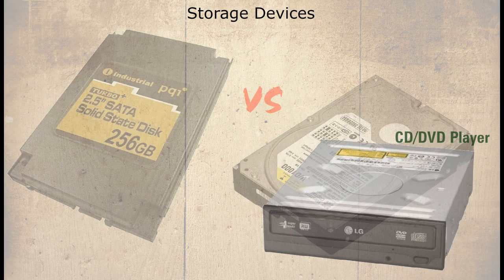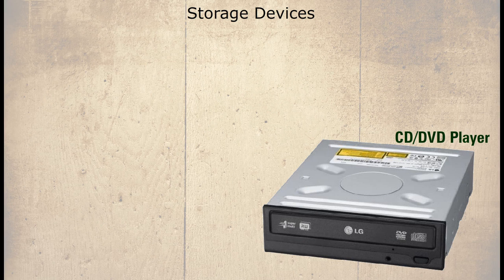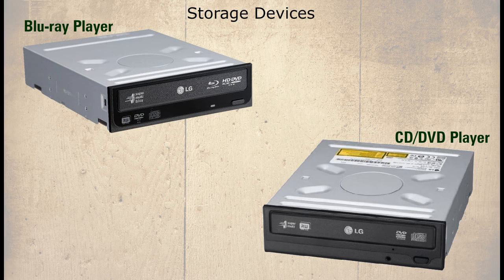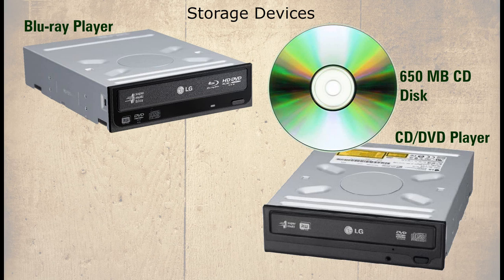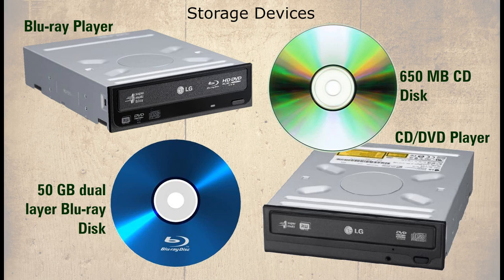Next is the CD or compact disc and the DVD, digital versatile disc technology. Most modern systems may include a Blu-ray device. The storage capacities offered by such media vary from 650 MB on a CD up to 50 GB on a dual-layer Blu-ray disc, all of which are far greater than the 1.44 MB offered by a floppy disk.